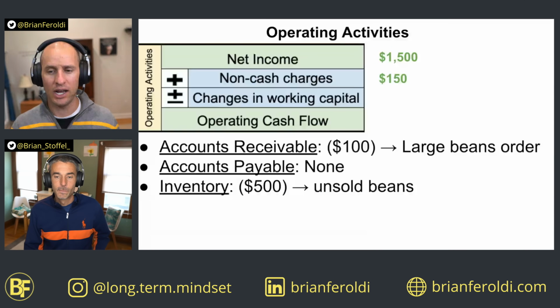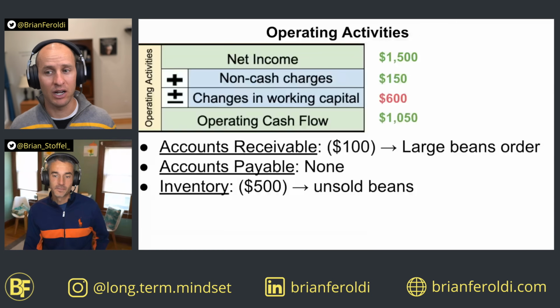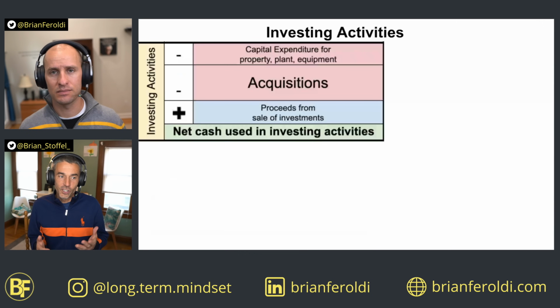So in your case, Brian, your accounts receivable and your inventory were actually consumers of cash, and that reduced your cash balance by about $600. So when we add all that together, Brian, your company generated about $1,050 in operating cash flow last year. That's a remarkably different number than the $1,500 in net income that you booked. Let's move on to the next section, investing activities.